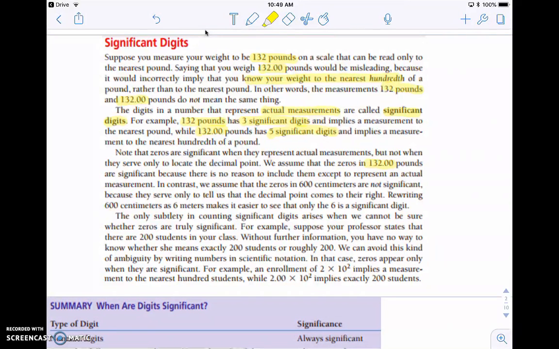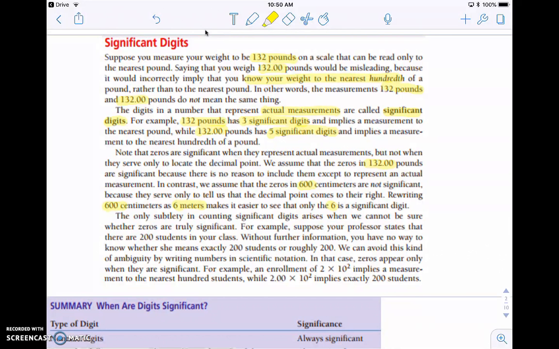However, in contrast to that, we assume that if something says 600 centimeters, the last two zeros are not significant, because their only purpose is to tell us where the decimal point comes. If we were to rewrite 600 centimeters as 6 meters, we can see that there's only the 6, which is a significant digit here. So the location of the decimal and zeros will determine whether or not these zeros are significant.